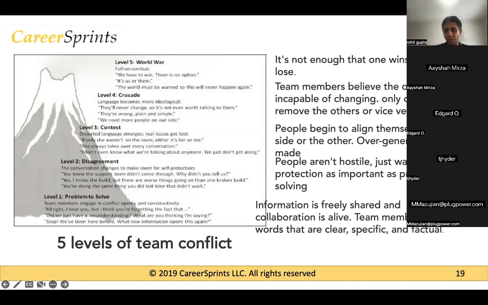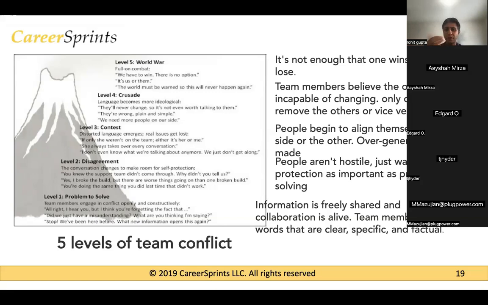So we are going to look at each of the levels. So let's look at level 1, which says problem to solve. So basically, problem to solve is a level where people are ready to solve problems, right? They are ready to collaborate. They're ready to listen to each other. They may have disagreements, but they are still ready to listen to each other. So information is freely shared. Collaboration is happening amongst people.